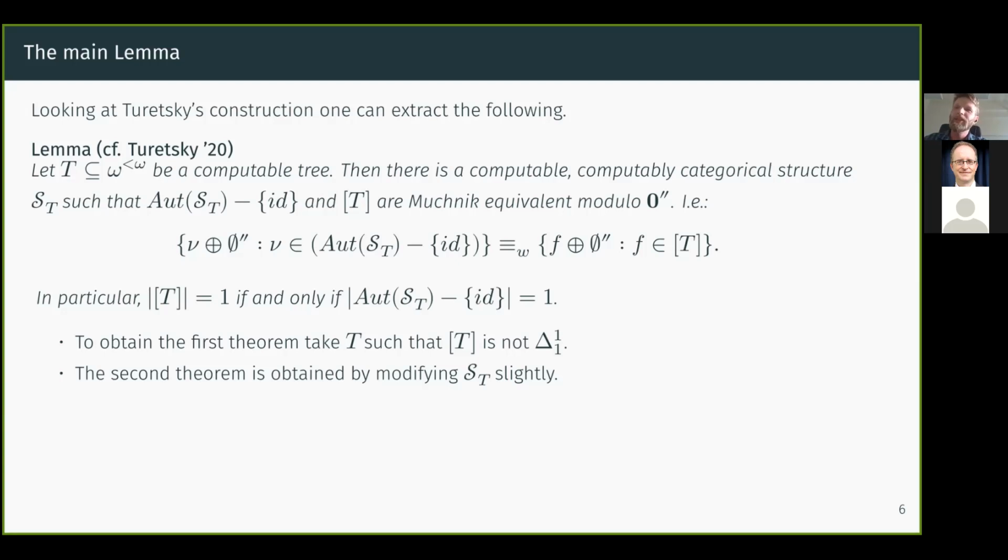And then to obtain the first theorem, you can take a tree T such that the set of paths through T is not a Δ^1_1 set, for instance the infinite descending sequences through the Harrison ordering. Then you get this structure S_T that he constructs, which is computably categorical, but there's no automorphism that is hyperarithmetically definable. So the set of automorphisms is not hyperarithmetically definable, and this implies that it has high Scott rank. And then his second theorem is obtained basically by modifying the structure S_T a little bit.